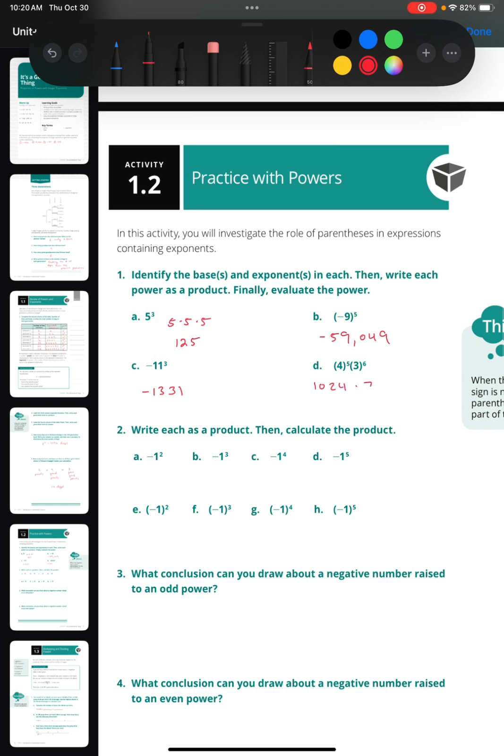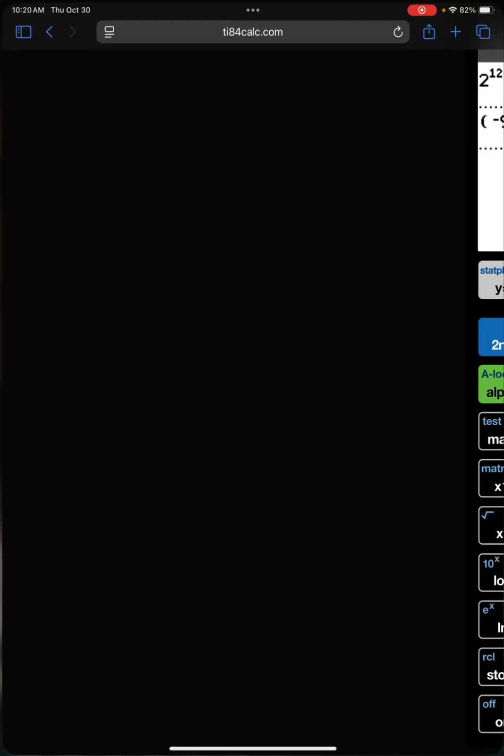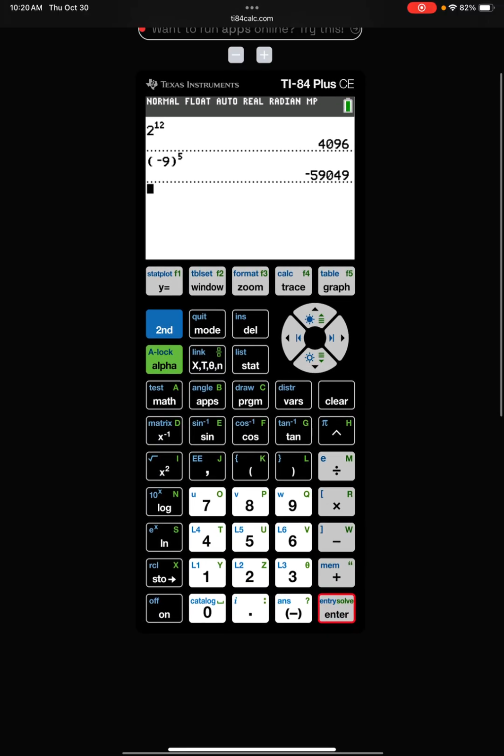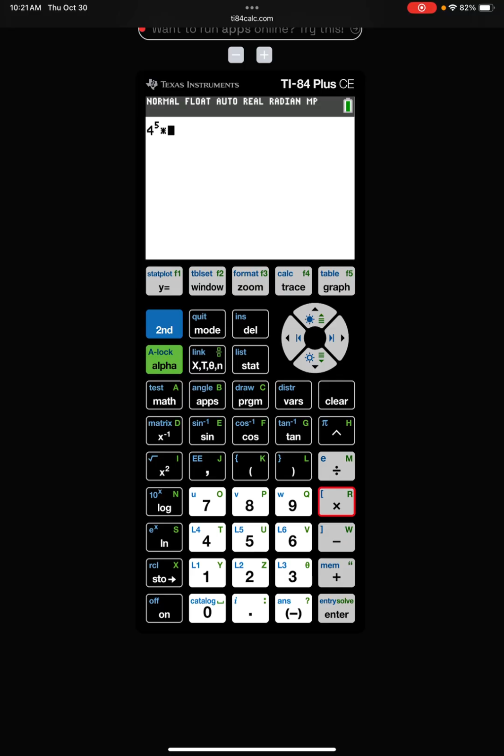3 to the 6th should give you 729, and then we can multiply those together. But also, we can type that whole expression in at once in the calculator, not have to simplify it piece by piece. So if I go back to the calculator again, I can type that in as 4 to the 5th. That's where we get to use that right arrow to move my cursor down, times 3 to the 6th.